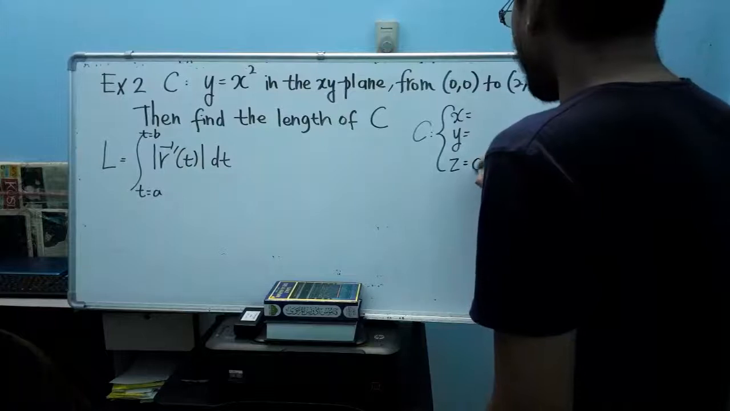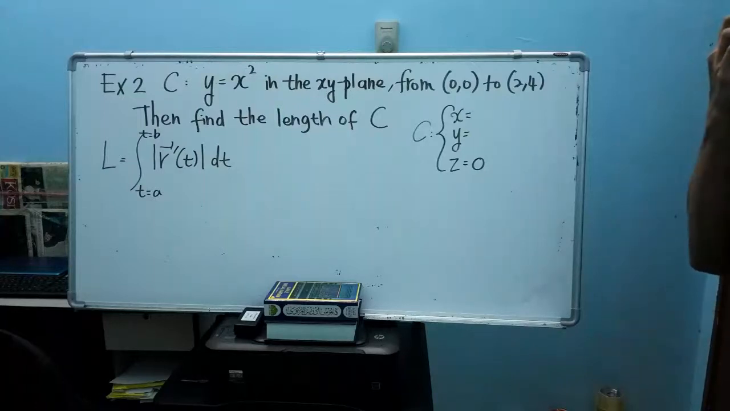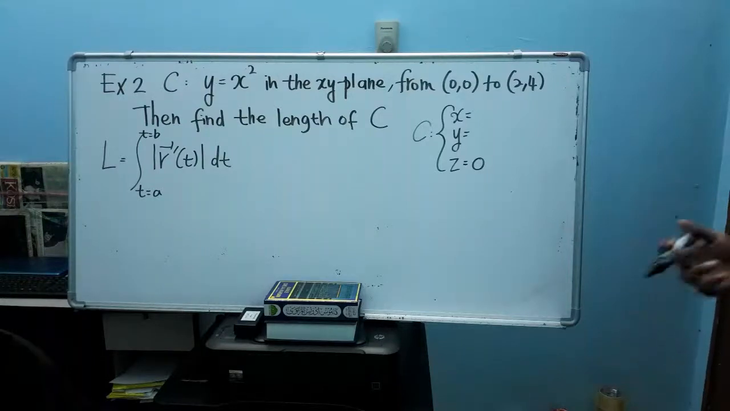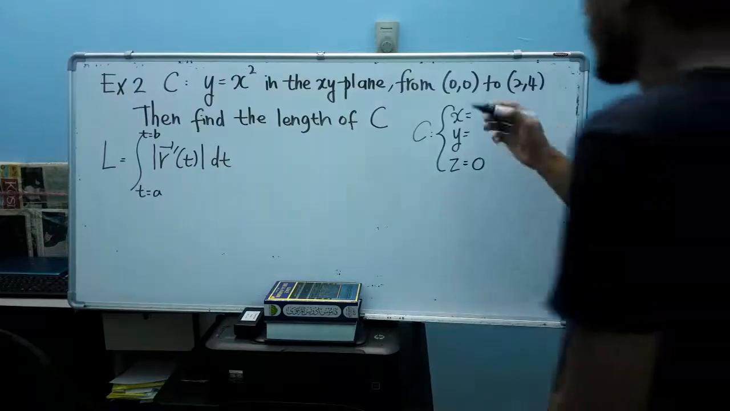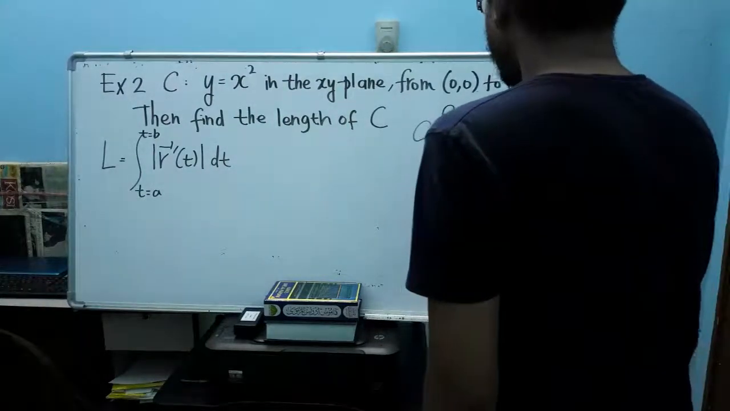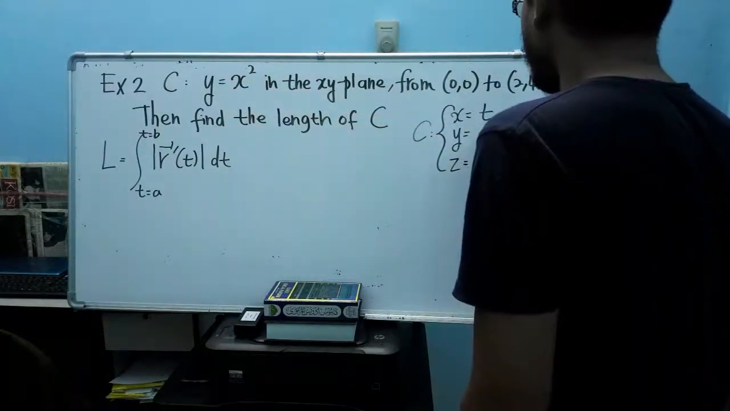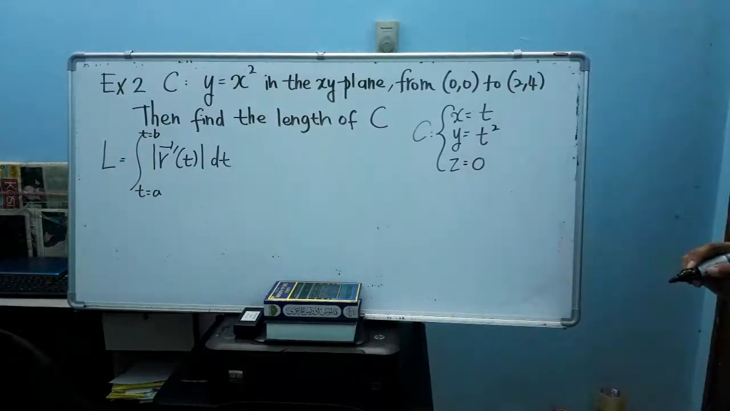So now you need to find your x and y. How to find the parametric equation for the parabola? We already discussed this in the first week of our course. To find the parametric equation of a parabola, x is equal to t. Then since y is equal to x squared, y is equal to t squared. If you forgot, you need to recall how to find the parametric equation of a parabola.